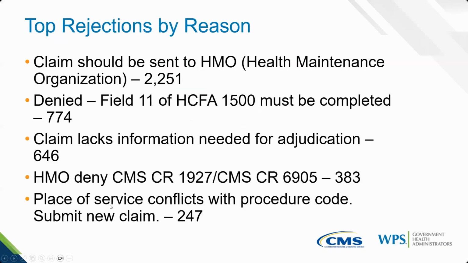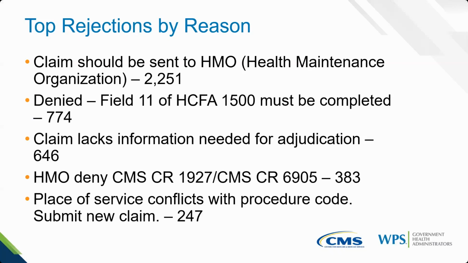So here then are the top rejections, rejected claims. That means these are those unprocessable claims I talked about. These are claims that you have to fix and resubmit because they were never adjudicated. The remittance advice tells you that these claims were rejected, that you need to fix them and resubmit them.